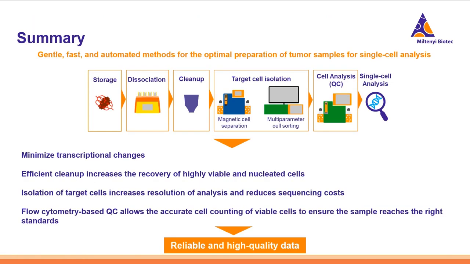So in conclusion, this research workflow for single cell analysis is straightforward, but it's also very critical for obtaining good quality data. In fact, it can minimize transcriptional changes, it can increase the number of cells that we can recover, and it can also allow us to target particular cell populations, increasing the resolution of our data. We can also perform a flow cytometry QC at the end, which will tell us if the quality of our sample is high enough in order to do single cell analysis. So it's really important to follow these steps in order to obtain reliable and high quality data.